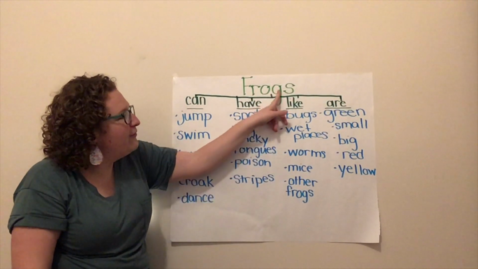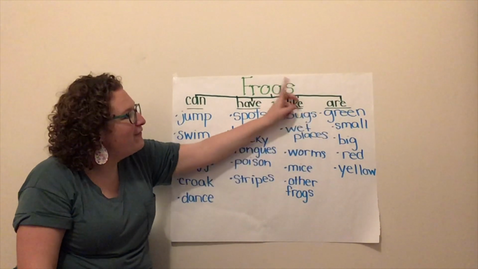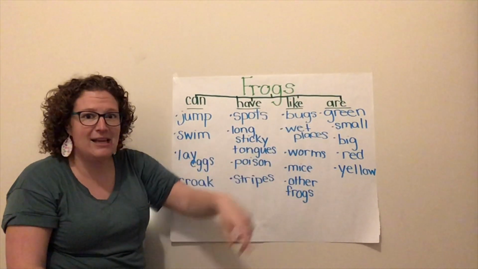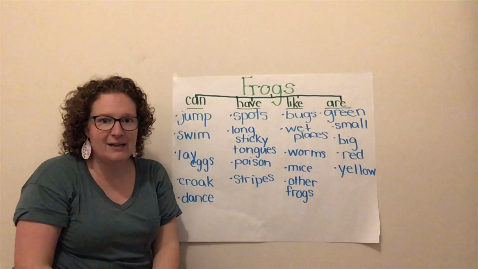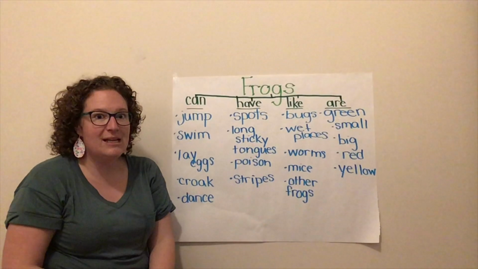And last, we know frogs are green, frogs are small, frogs are big, frogs are yellow and red, so they can be all different types of colors. So now that we have our thinking map done, there's so many extra things we could do with this.